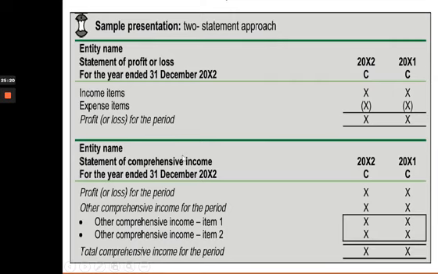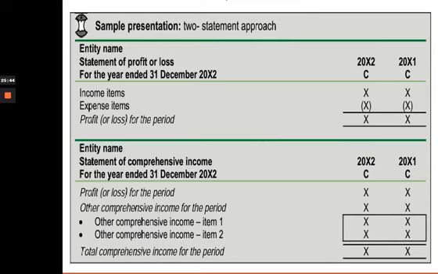The two-statement approach has two separate statements. The first statement has a statement of profit and loss only. The second statement is a statement of comprehensive income. Okay, so in a test or an exam, you would need to opt for whether you want to use a single statement approach or a two-statement approach.